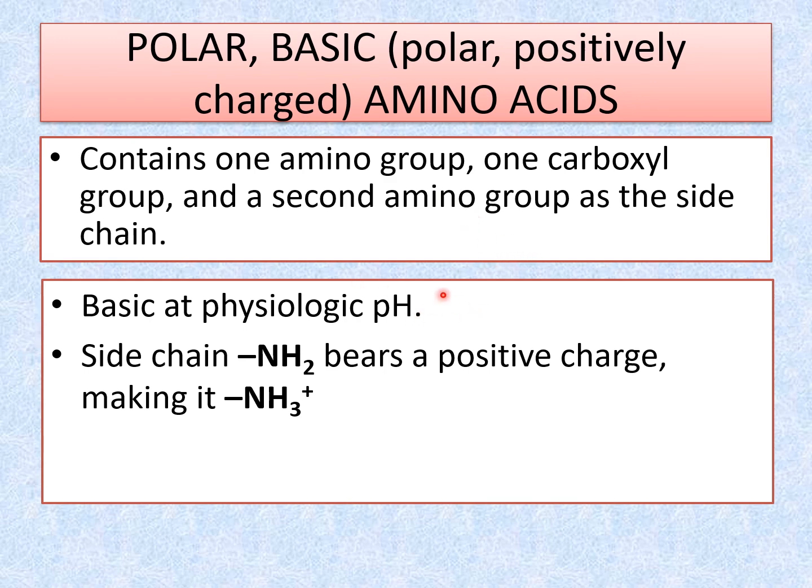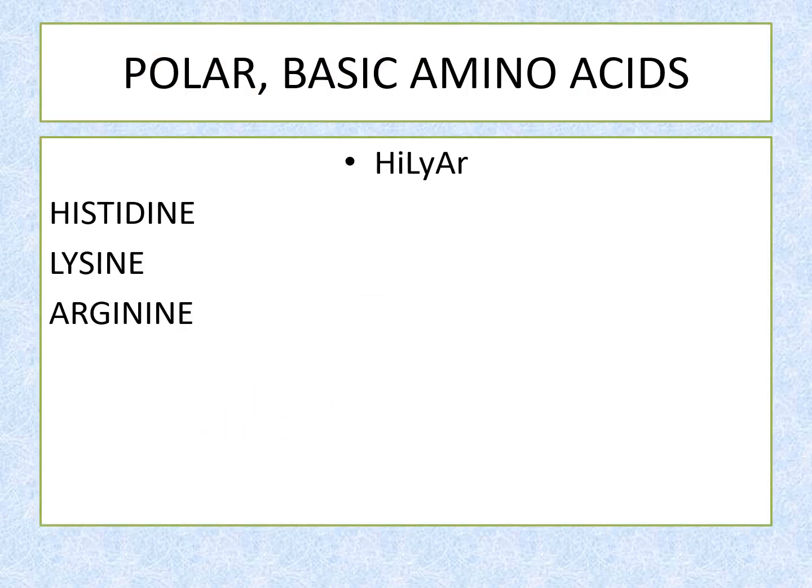The polar positively charged amino acids are basic at physiologic pH. The side chain amino group bears a positive charge, making it NH3 plus. So here are the polar basic amino acids, and there are just three of them. We have histidine, lysine, and arginine, and this is the mnemonic rather that I've created. And again, you can just create your own, or you can just use this one.